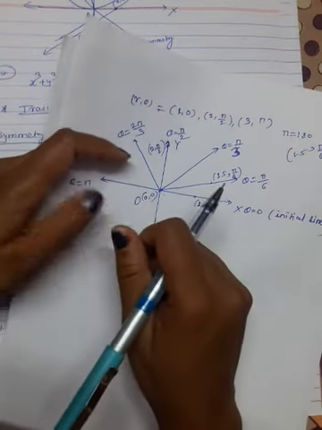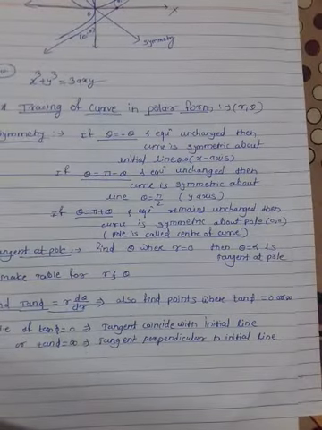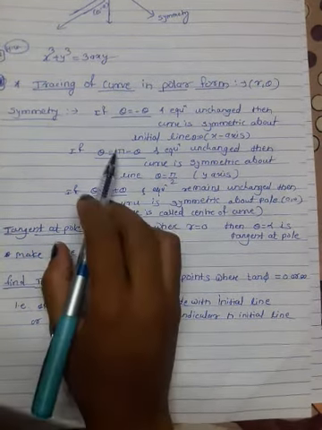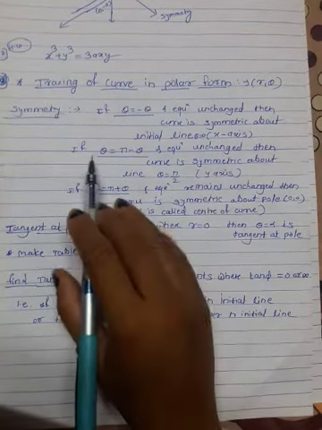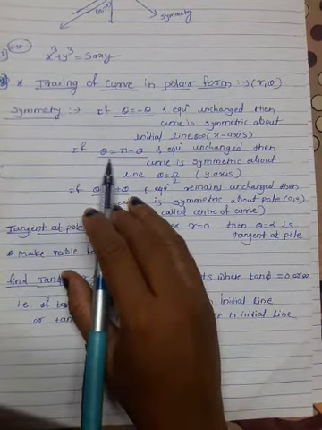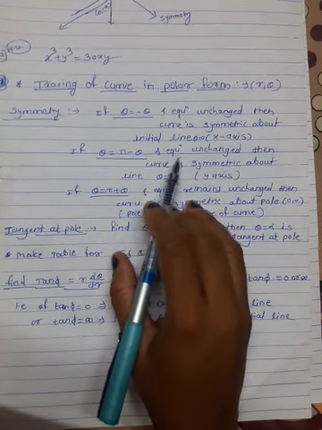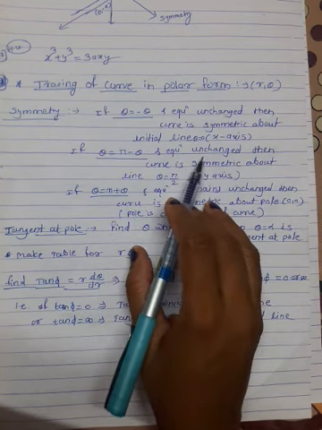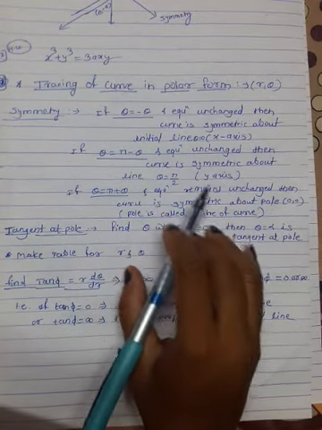we use pole as a word for symmetry. Then the initial line is the x-axis. Now the second symmetry point: if we replace theta with pi minus theta, and the given equation remains the same, that is unchanged, then the curve is symmetric about the line theta is equal to pi by 2, that means the y-axis.